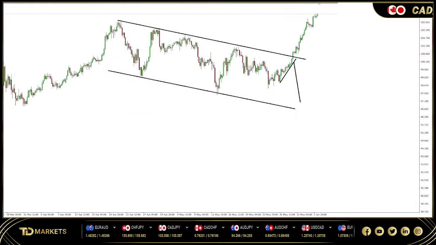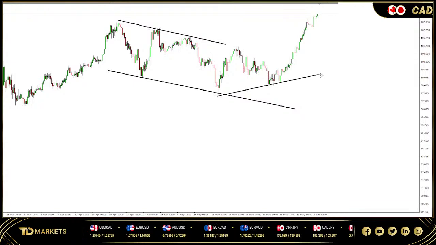The second one here is CAD JPY. CAD JPY did exactly what we spoke about. We also looked at a few possibilities, but one of the possibilities was that this is going to push back to the top of the structure. Let me just draw the structure. It's going to push back to the top of the structure, and when that happens, around this area, we will be looking for selling opportunities.